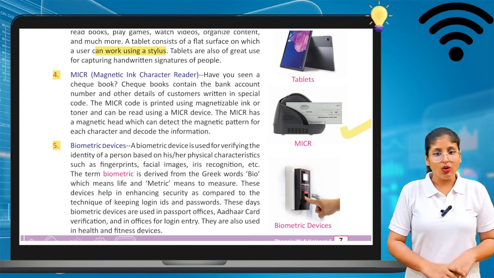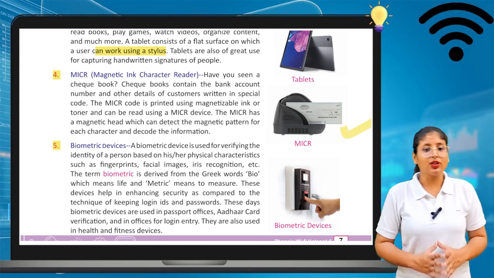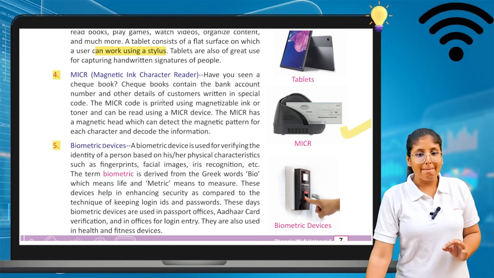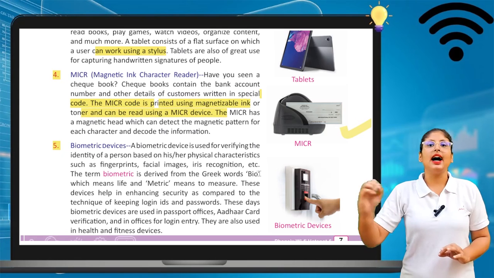Okay, so the MICR code is printed using a magnetizable ink or toner and can be read using a MICR device.